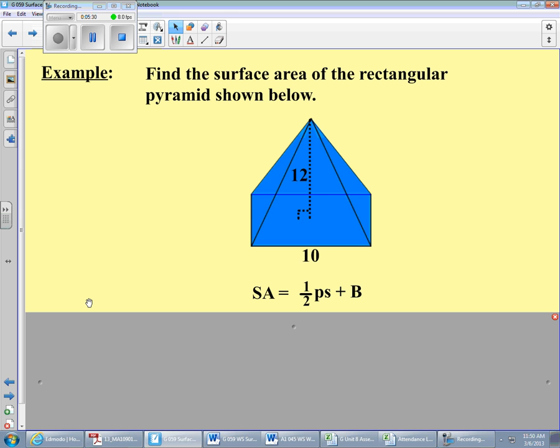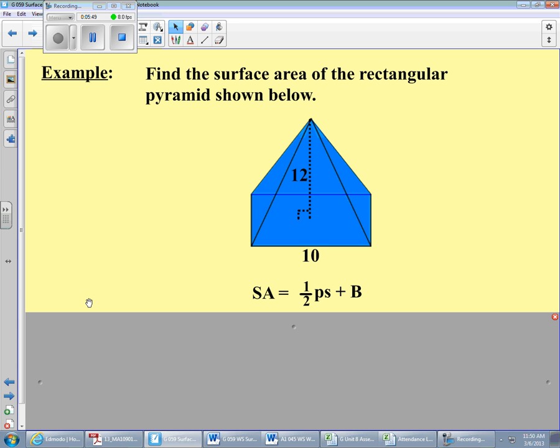Now, obviously, in the formula, there are 3 unknowns that we're going to have to figure out. We're going to have to know the perimeter of the base, we're going to have to know the slant height or the lateral height, and we're going to have to figure out the area of the base. So probably a good first thing to do is to scan the figure and start figuring out where are spots that we are going to have to solve for.